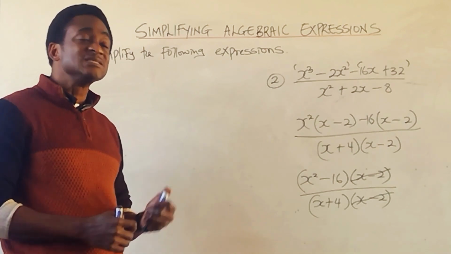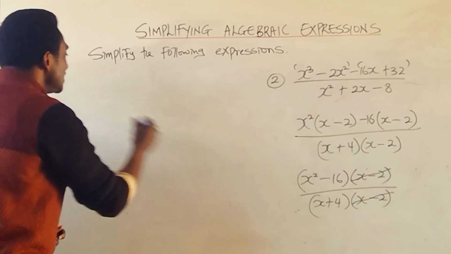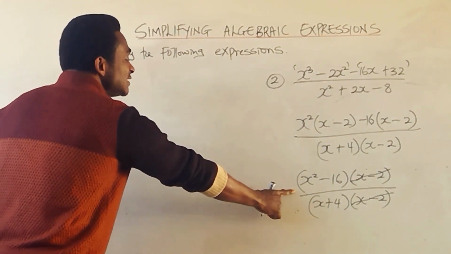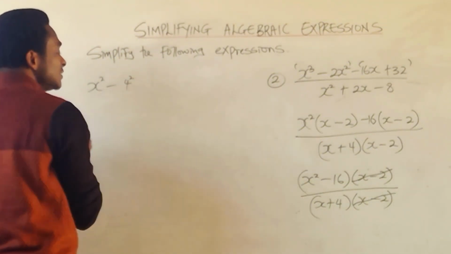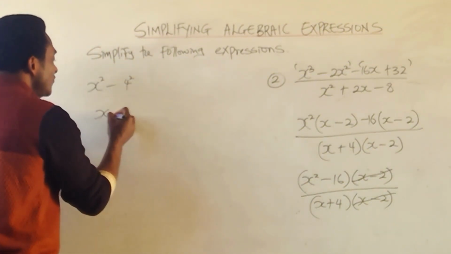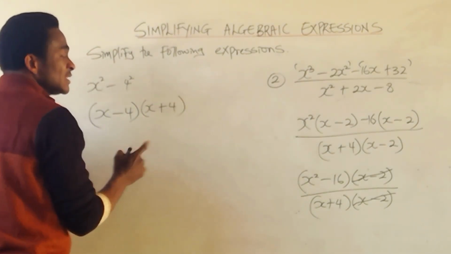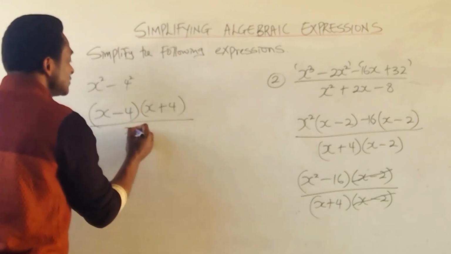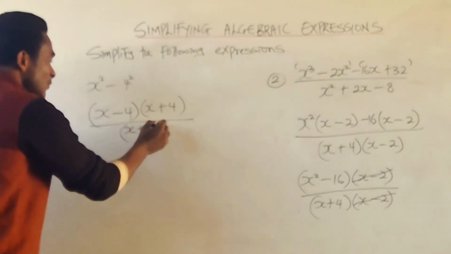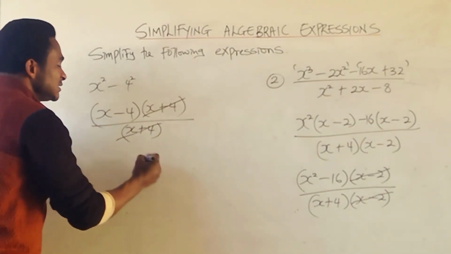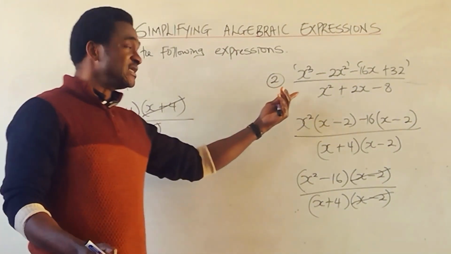Remember, simplification means continue working until there's nothing else you can do. So here we take that out. If we use the difference of two squares to factorize this, because this is x squared minus 4 squared, we will have x minus 4 and x plus 4 in the numerator. Remember, in the denominator we still have x plus 4 left. Now we can cancel out what is left. This x plus 4 can cancel out x plus 4. Our final answer is x minus 4 for this expression.